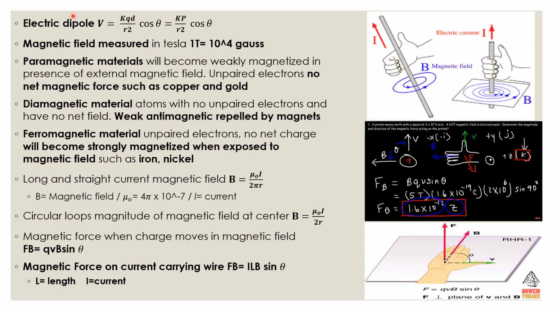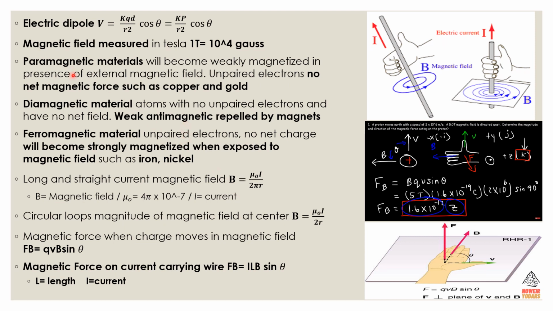Next we have electrical dipoles. In order to calculate them, it's Coulomb's constant times Q times D divided by R squared times cos theta. It could also be K times P divided by R squared times cos theta. K is in all of the electrostatic and magnetic equations, so it's really significant to know it.